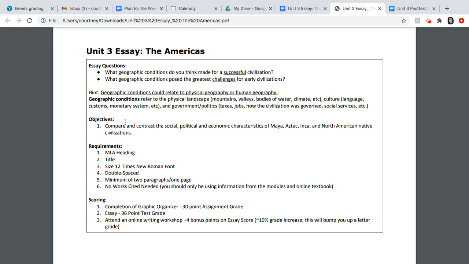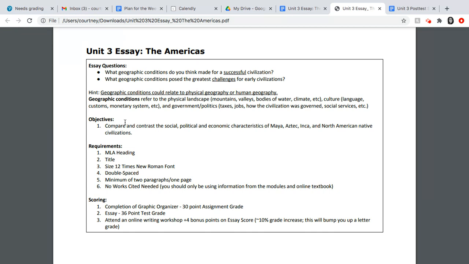So I've broken down here geographic conditions. You can talk about a number of things here. You can talk about physical geography, so like the physical landscape of the areas where these civilizations formed. You can look at culture, so language and customs, money. You can look at government and politics. So there are different basically categories that you can look at in your essay. So the overall objective of the essay is to compare and contrast the social, political, and economic characteristics of the Maya, Aztec, Inca, and North American native civilizations.